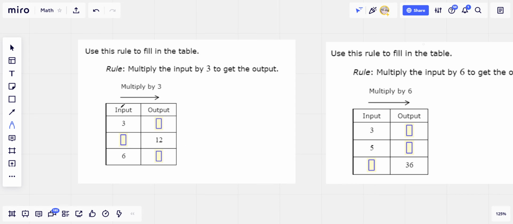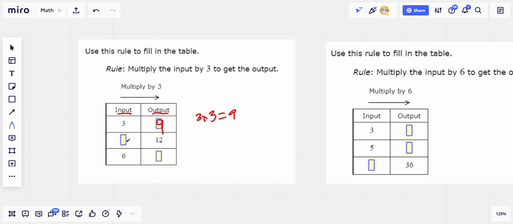In these problems, we're dealing with something that's called a function table. And you can see it has an input and an output. So the idea here is you put numbers in and you get a different number out according to a rule. The rule here is at the top. This one says multiply by 3. So if our input, the number we put in, is 3, we would take that and multiply it by 3. So 3 times 3 equals 9. And that would be our output.